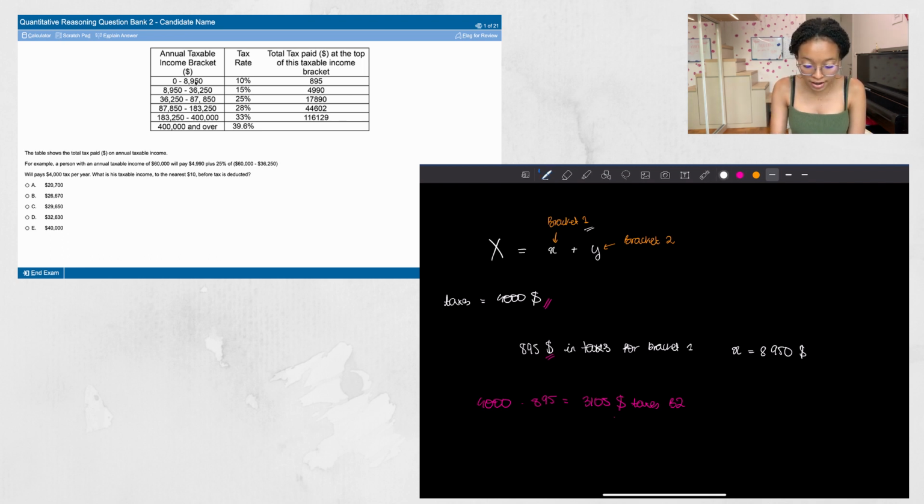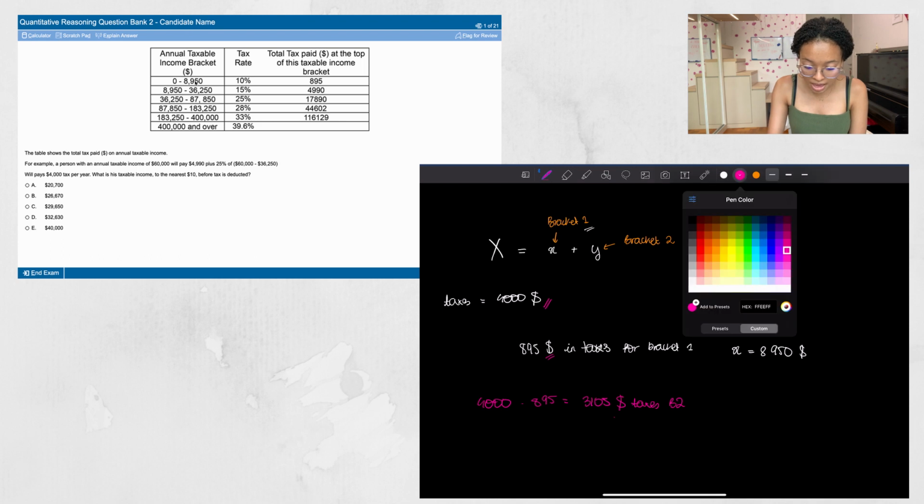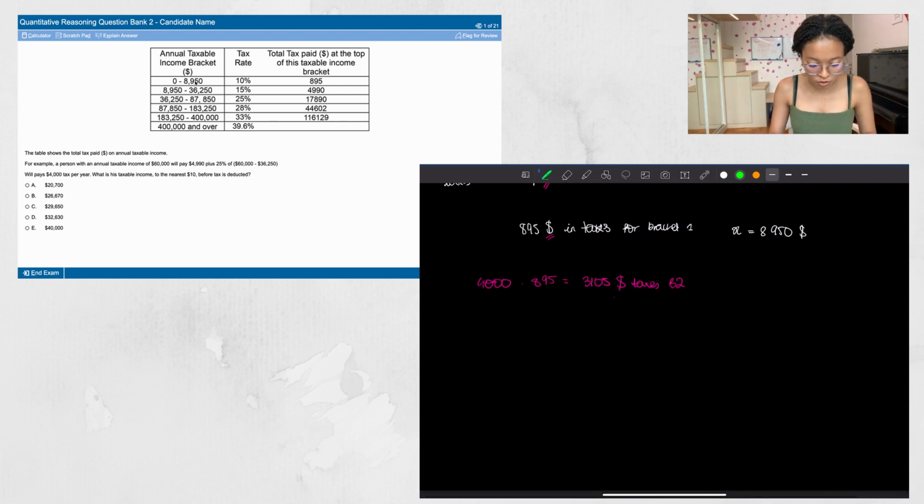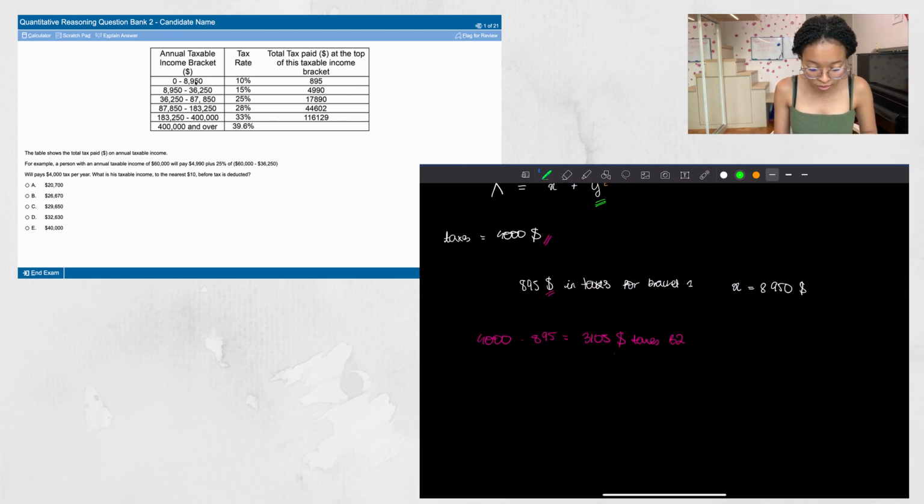So now to find out precisely what is y, like what is the number y, which is actually the amount of money that he makes within bracket 2 every single year, we can write this simple equation. So we know that y times 0.15 is equal to $3,105. And why do we know that?